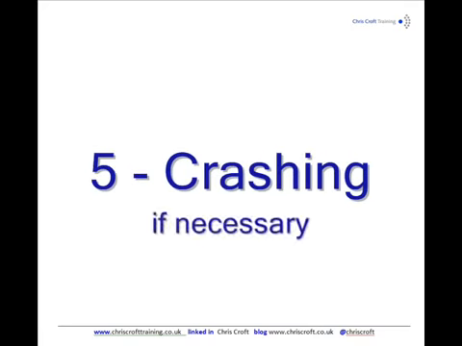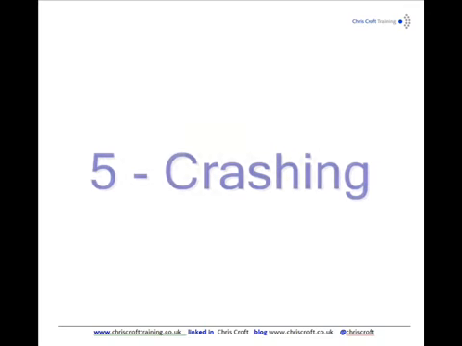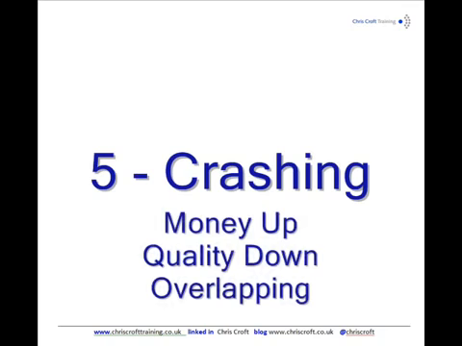Step 5 is to look at your network diagram and decide whether you're happy with how long it's going to take. If it's going to take longer, you'll need to speed it up, which is known as crashing. And this usually means either putting the money up on some of the tasks or reducing the quality of some of the tasks. Although sometimes you can overlap some of the tasks as well.